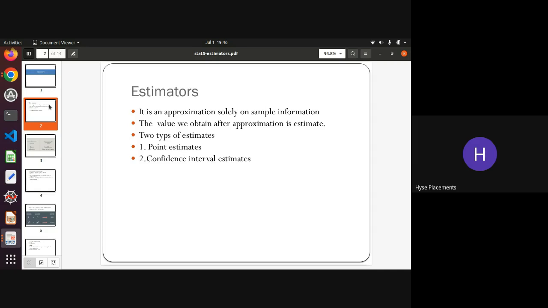Whenever you're doing approximations on sample information, the value you get from that sample information is the estimate. How many types of estimates are there? Let us see. The first one is point estimate. The second one is confidence interval estimates.